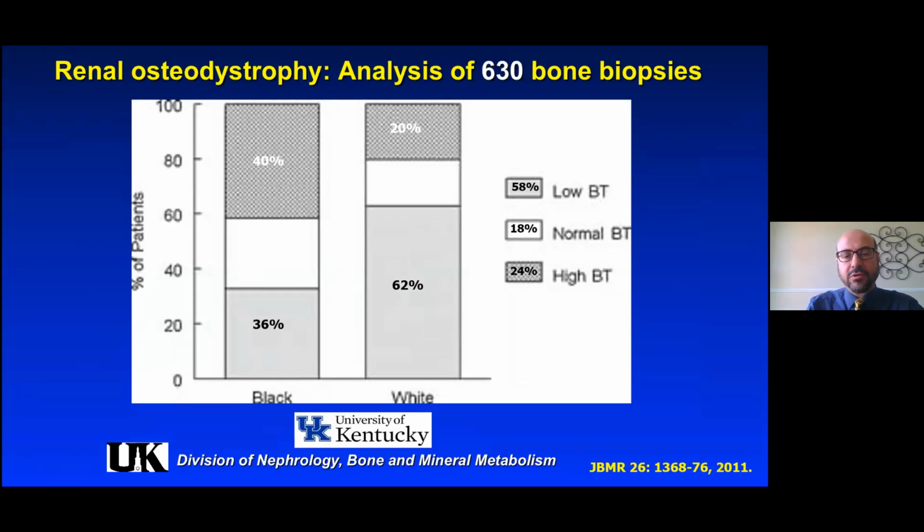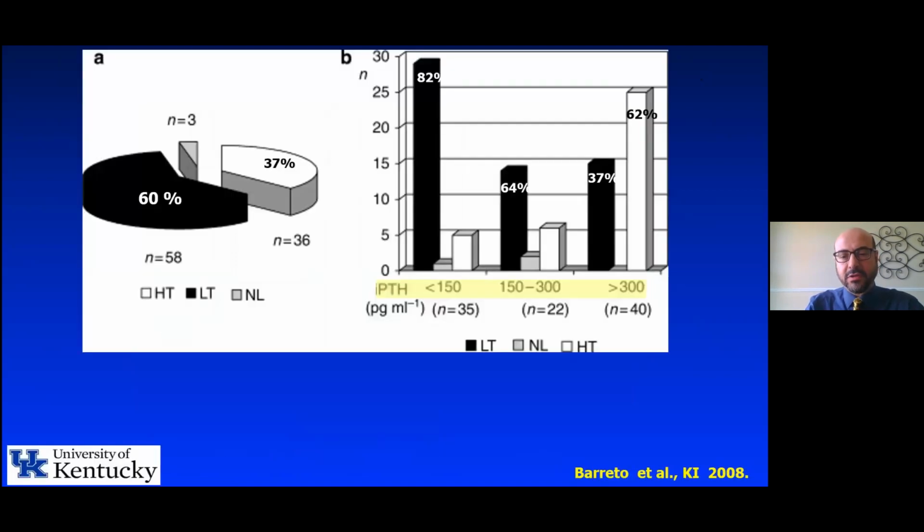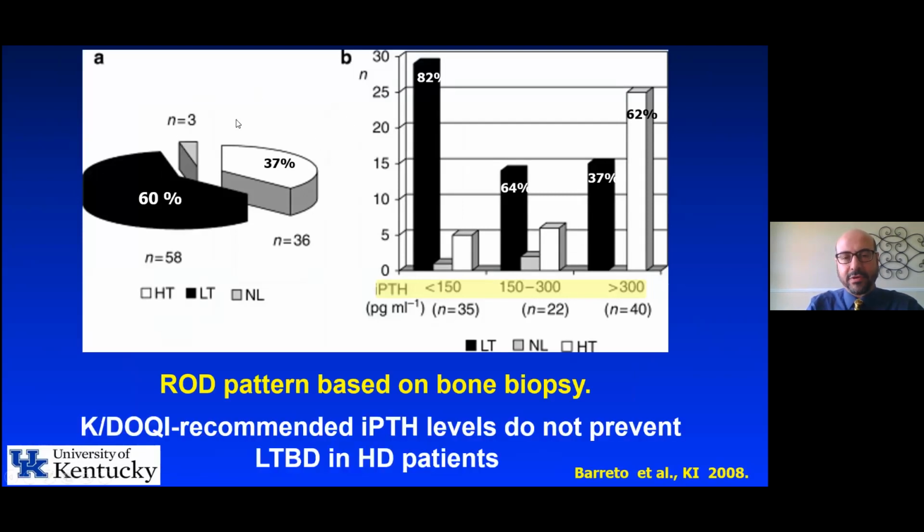As you see here, low turnover bone disease is very high, especially in whites, a little bit lower in blacks, but in general, 58% of dialysis patients in this study, which is the biggest study, had low bone turnover. Only 24% had high turnover and 18% had normal bone turnover. Again, the biggest study. Let's discuss another study, a little bit smaller, coming from Brazil. They did biopsies for 97 patients. 60% of them had low turnover bone disease. Only one third had high turnover bone disease. Very few, by the way, in general, to find a dialysis patient with normal turnover, either in one of the extremes of high or low turnover.